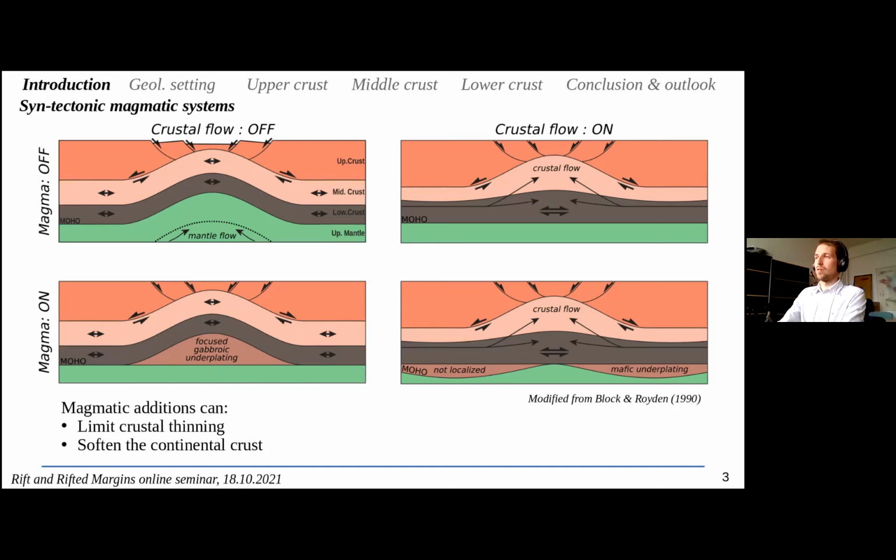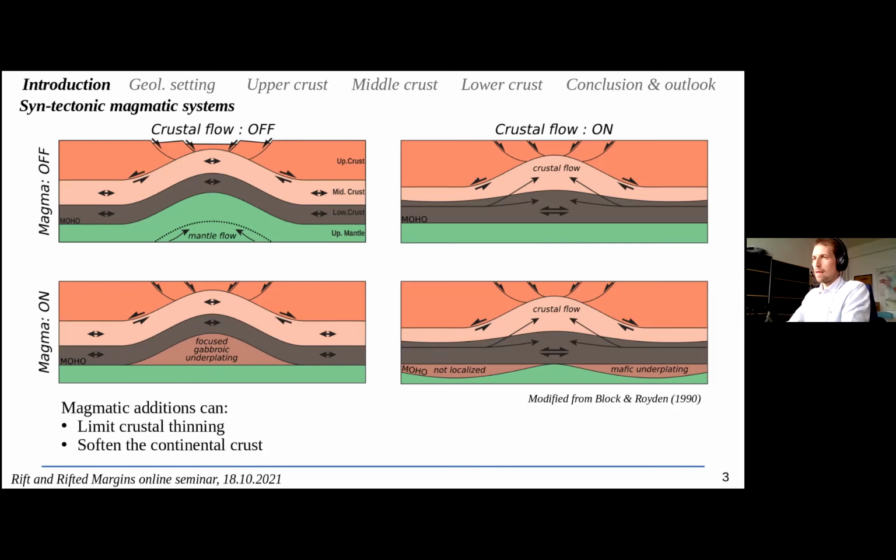in case of crustal flow that may be triggered by magmatic additions, in case of localized intrusions, for instance. And this brings me to the fact that magmatic additions can limit crustal thinning and can soften the continental crust during rifting.